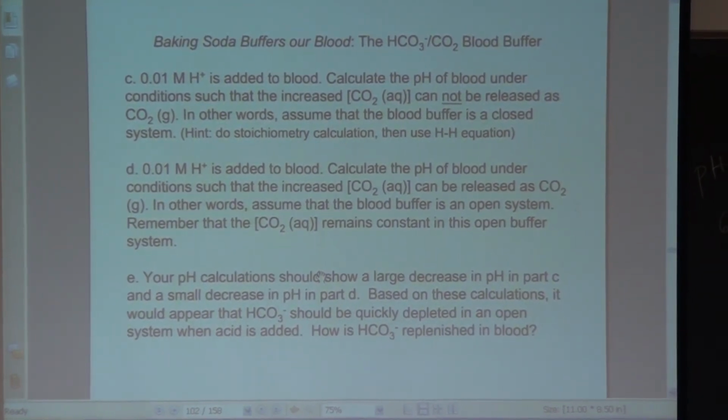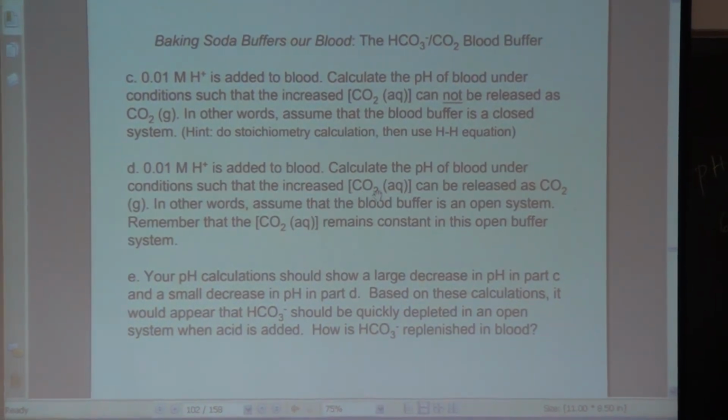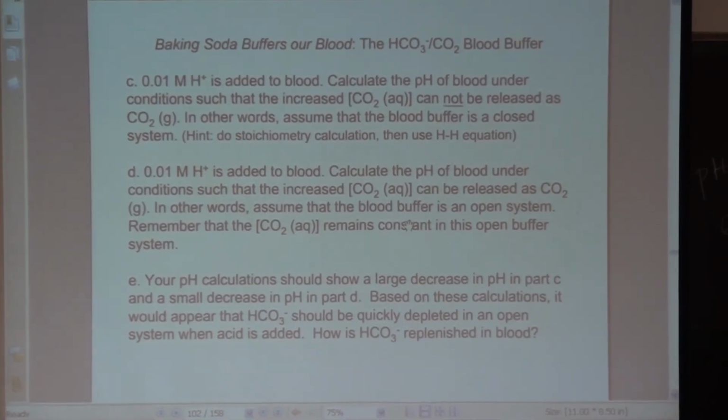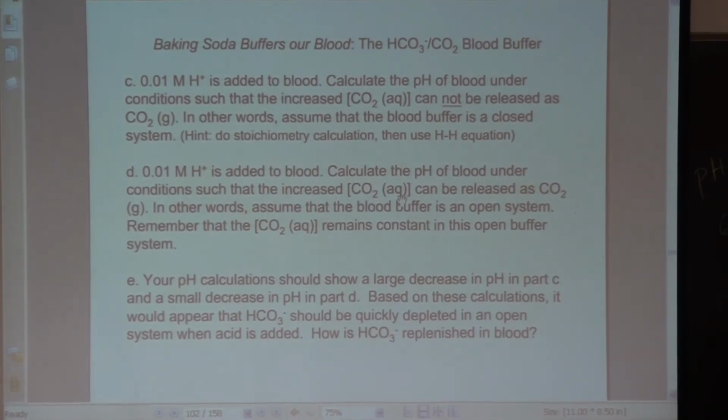Now in part D it says, same thing, 0.01 molar H plus is added to the blood. Calculate the pH of blood under conditions such that the increased CO2 can be released as CO2. In other words, assume that the blood buffer is an open system. In other words, any excess CO2 can be exhaled through our lungs to the air.